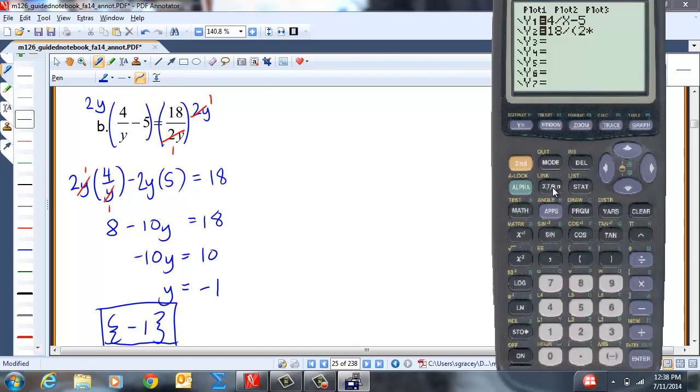Otherwise, it would enter it in as 18 divided by 2, and then you'd be multiplying by the variable instead of dividing by it. So if we graph this one, that's the first graph, and that's the second graph. So I think we can see our point of intersection right here.